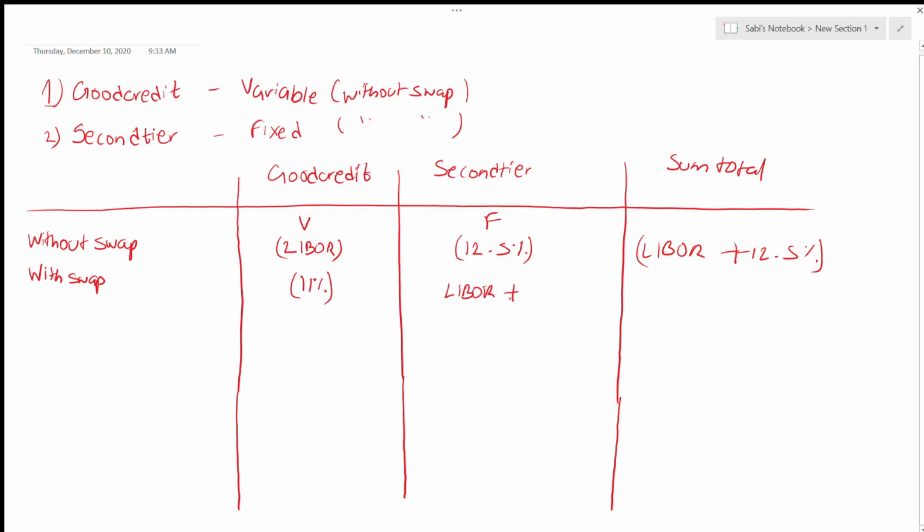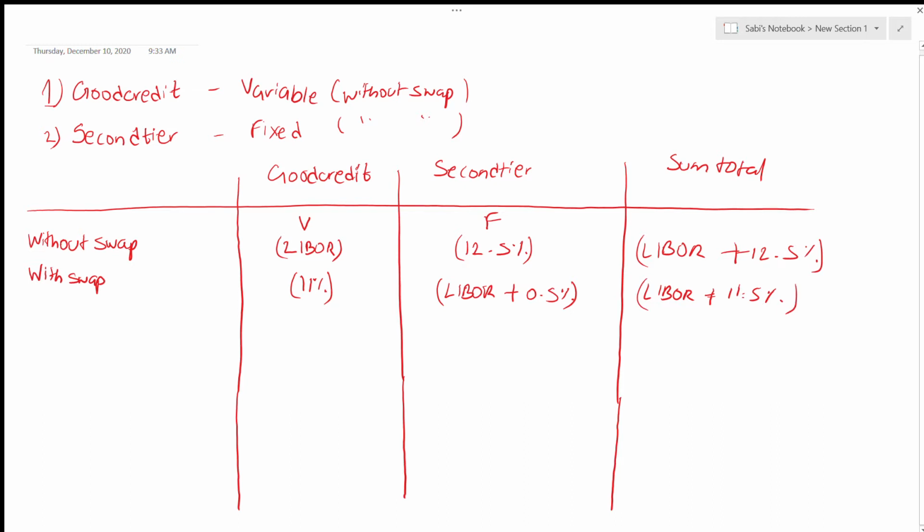LIBOR plus 0.5, because in the question it has been said so. I don't have the time to write the question, so I'm just doing it. Okay, now add both 11 and LIBOR plus 0.5. It will be LIBOR plus 11.5%, right?